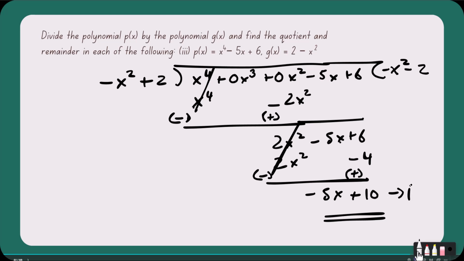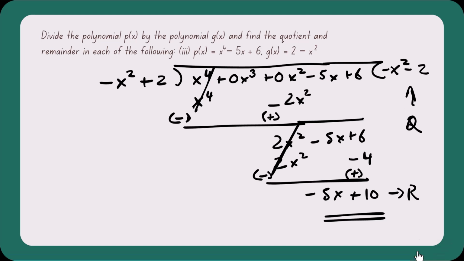So this is our remainder and this is the quotient. Very simple. Please write down the quotient is minus x square minus 2, right? And you have to write the remainder is minus 5x plus 10, okay? So please make sure you guys do that.